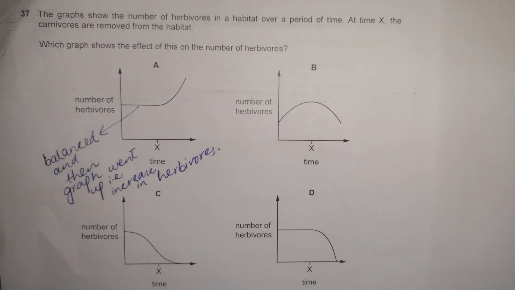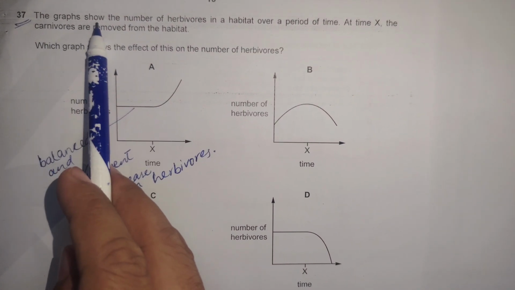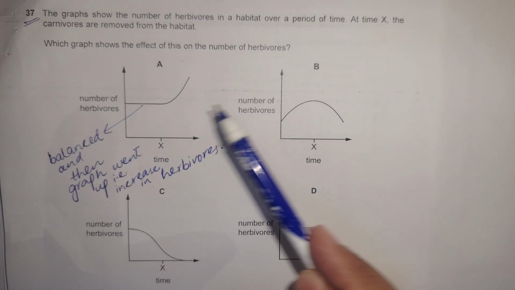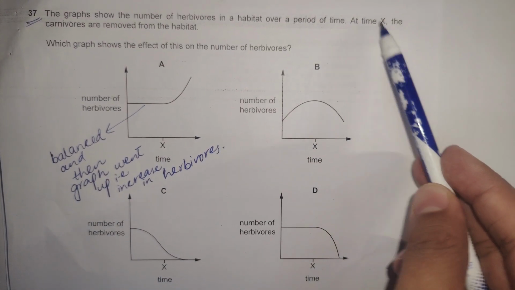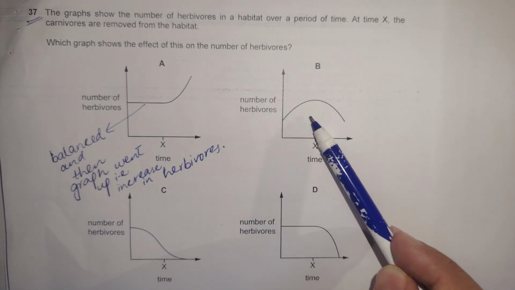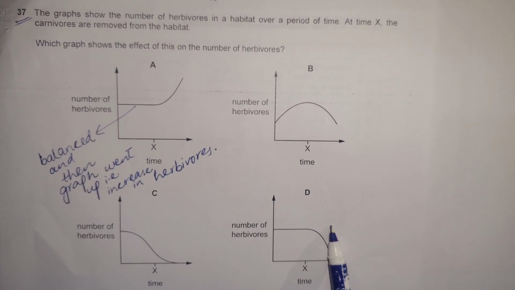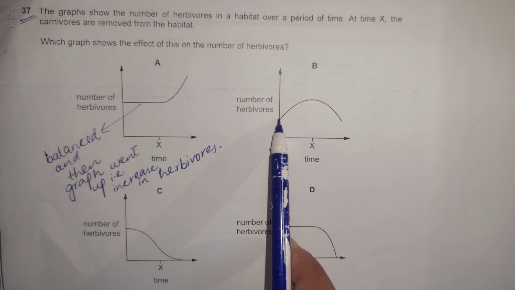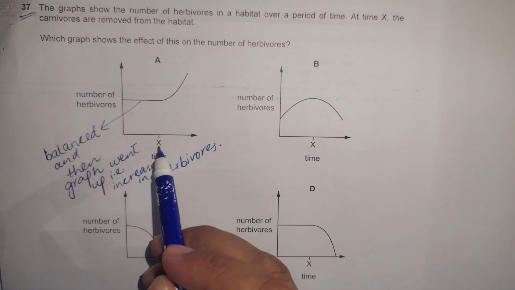We have got the next question, and that is question 37. Here we have graphs showing the number of herbivores in a habitat over a period of time. We have 4 graphs A, B, C, D. At time X, the carnivores are removed from the habitat. Imagine each of these is a forest. Here is the number of herbivores in each graph. This is the time X.